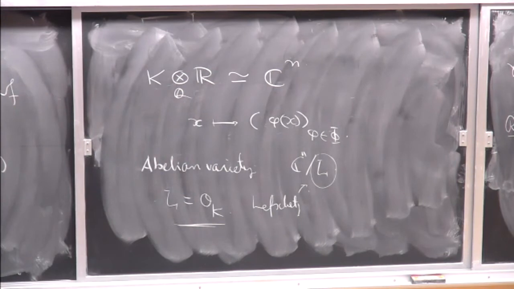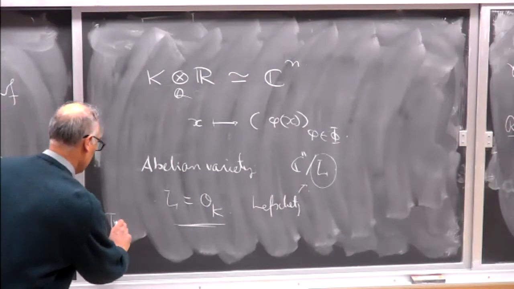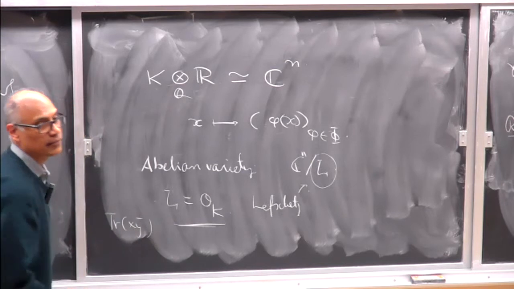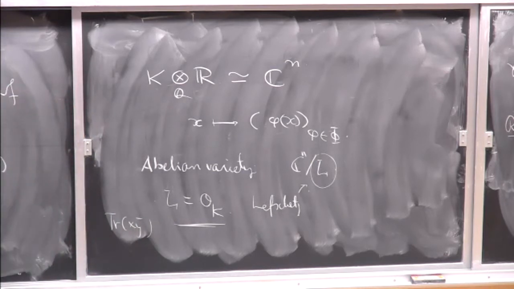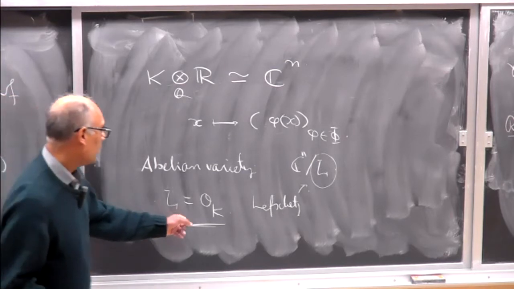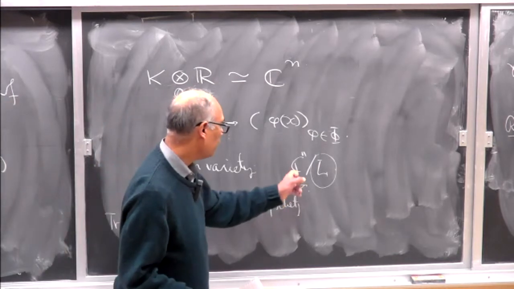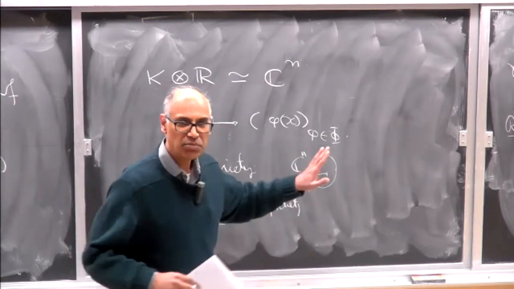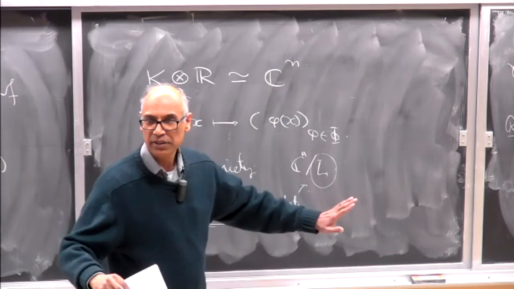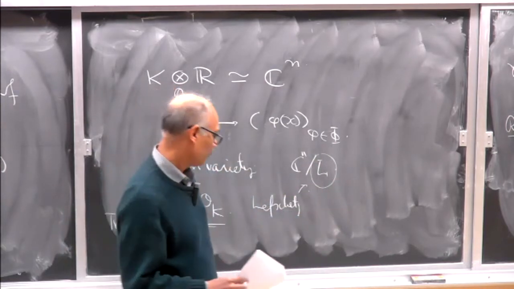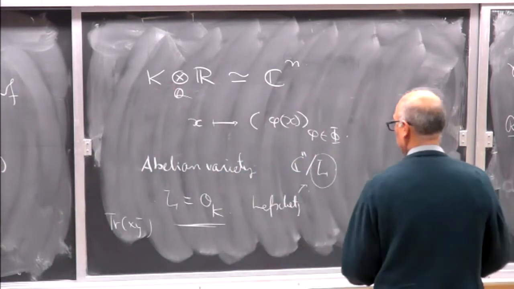Basically, in technical terms, what you need is something called a polarization. And the polarization is just the one given by the trace form, trace x y bar. Okay, so there is a polarization, a Riemann form, by which the condition of Lefschetz is satisfied, and you get an abelian variety. So in this CM setting, you're beautiful. Everything is good. You can create the abelian variety. Okay, so this is an abelian variety.